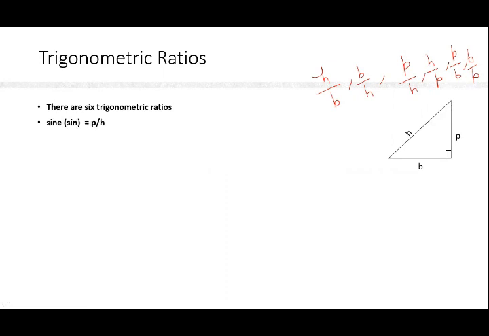So the first ratio is sine, which we get when we divide perpendicular by hypotenuse. The second ratio we get when we divide base by hypotenuse, and this ratio is known as cosine, and in short we call it cos. The third trigonometric ratio we get when we divide perpendicular by base, and this is known as tangent, and in short we call it tan. The fourth trigonometric ratio we get when we divide base by perpendicular, and this is known as cotangent, and in short we call it cot.